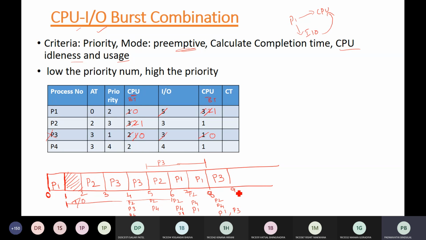Okay, so in the 9th instant, you have your processes P2, P4 and P1 in your ready queue. Now which process is to be executed?